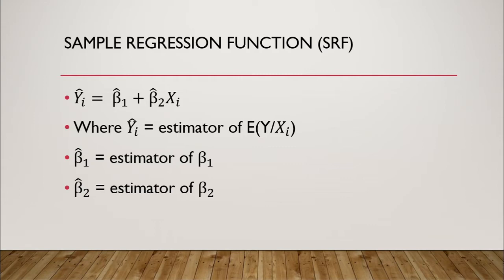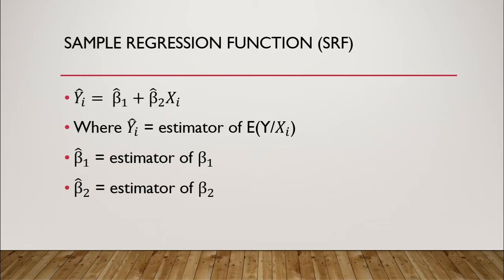We have examined expected value of y for a given value of xi in the case of the population regression function. This is a conditional expectation. And here, yi hat is an estimator of the expected value of y for a given value of xi. And beta 1 hat is an estimator of beta 1. And beta 2 hat is an estimator of the population parameter beta 2. Here you have to remember that beta 1 and beta 2 are the true values of the population parameters. And we are always concerned with the estimation of the population parameters. And beta 1 hat and beta 2 hat are estimators of the true population parameters beta 1 and beta 2. So this is a sample regression function.